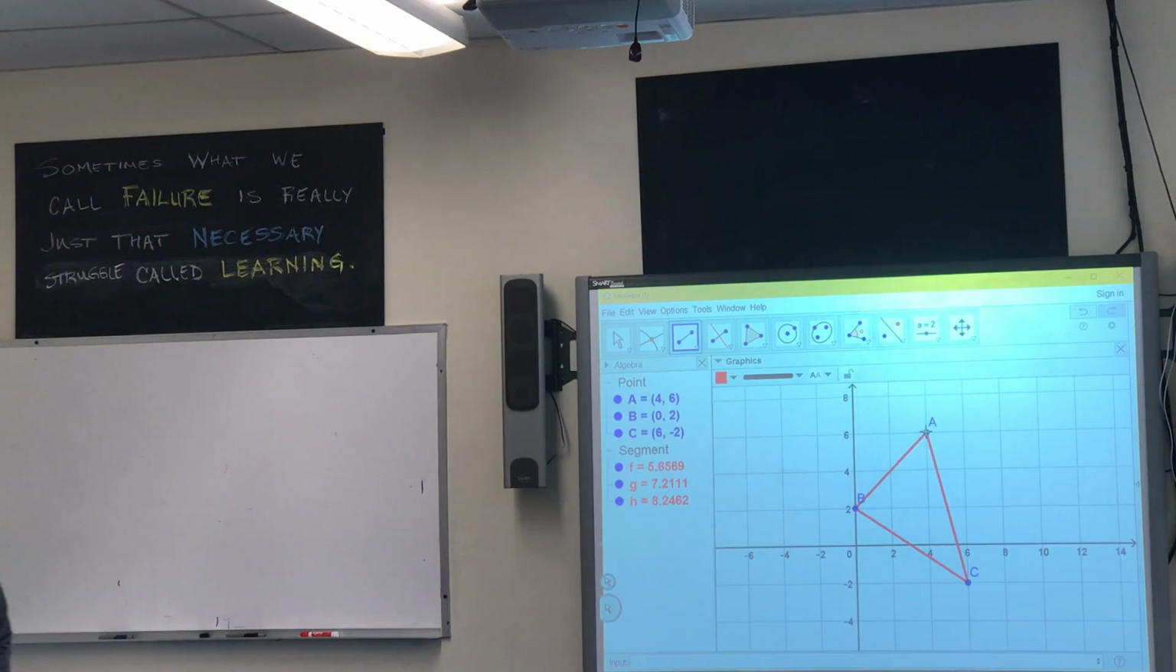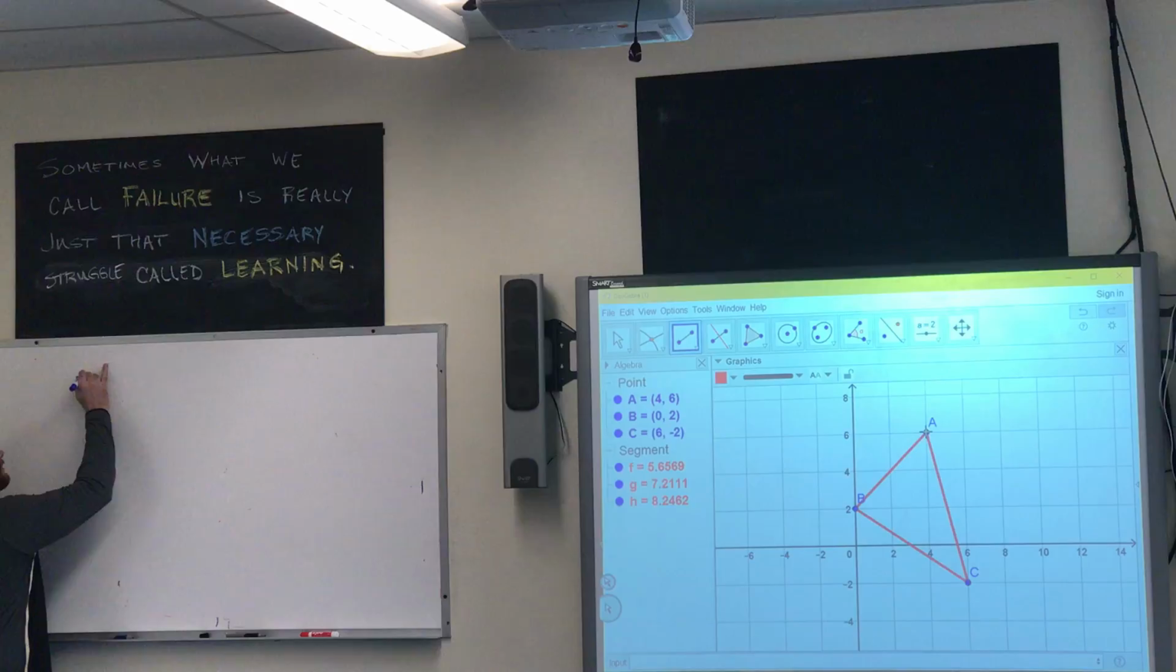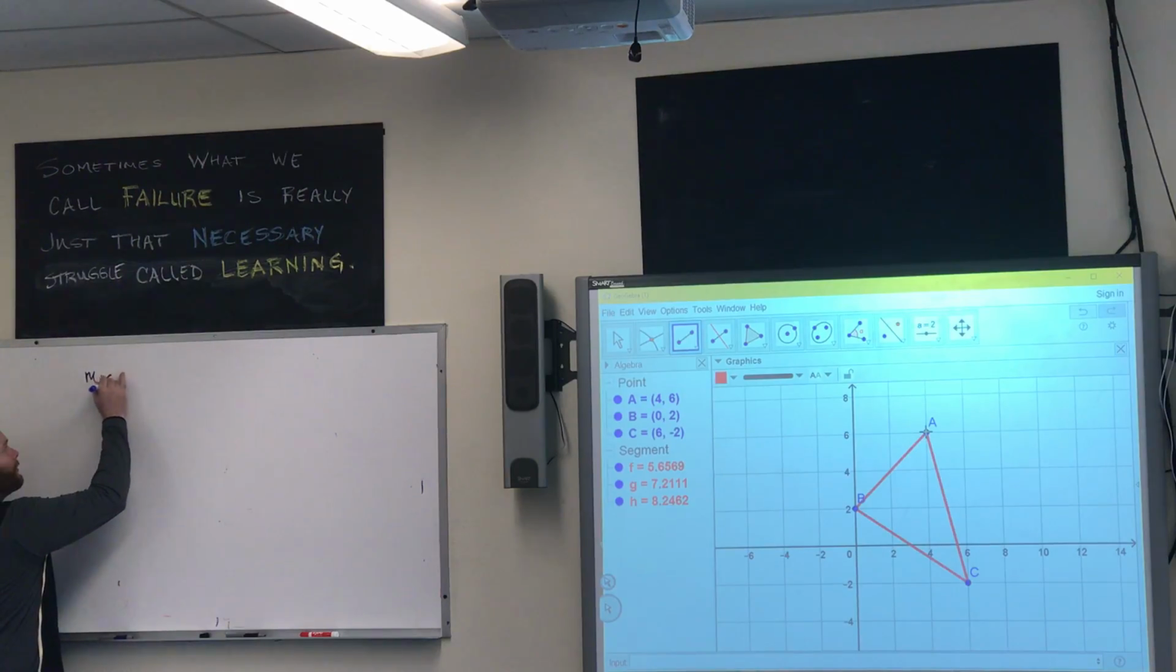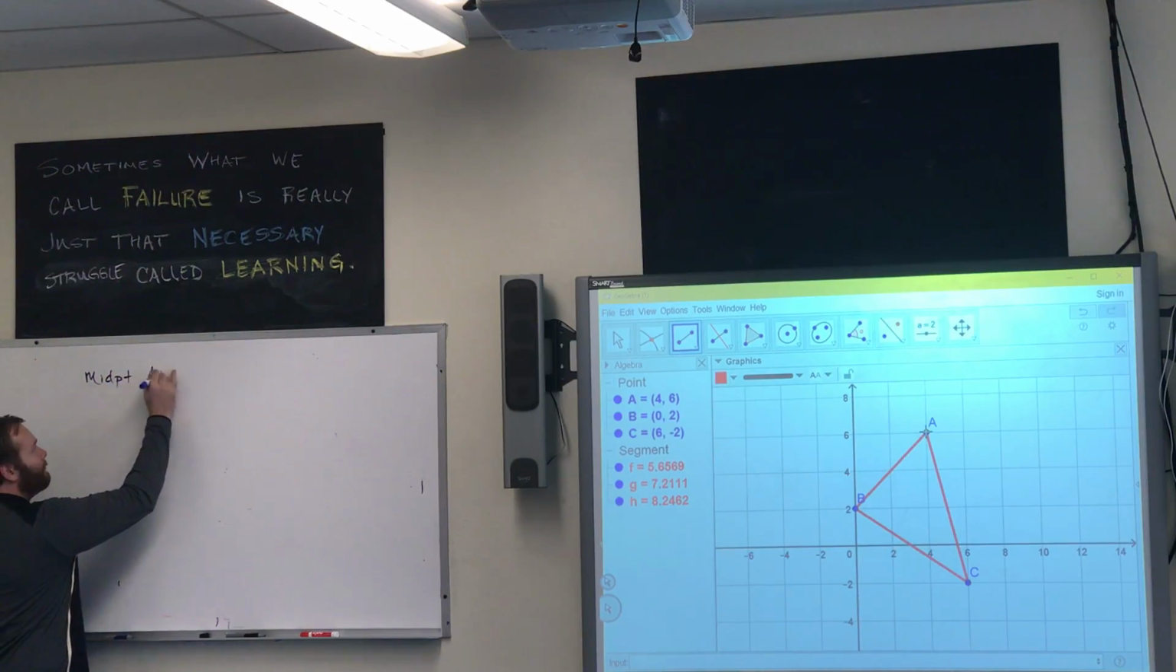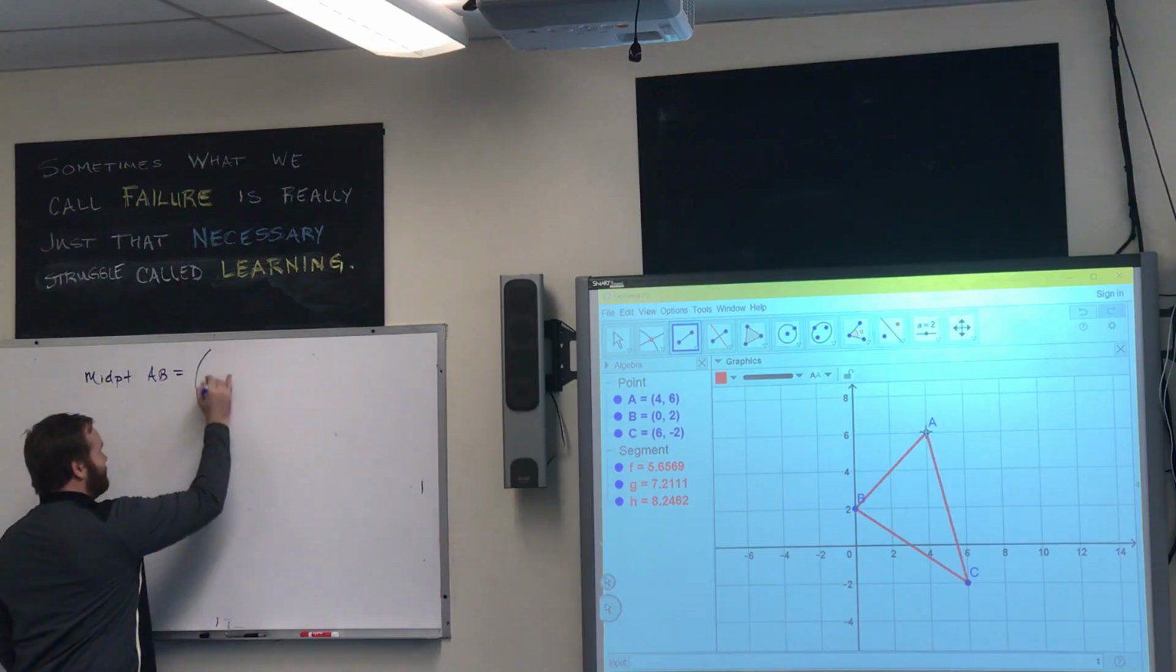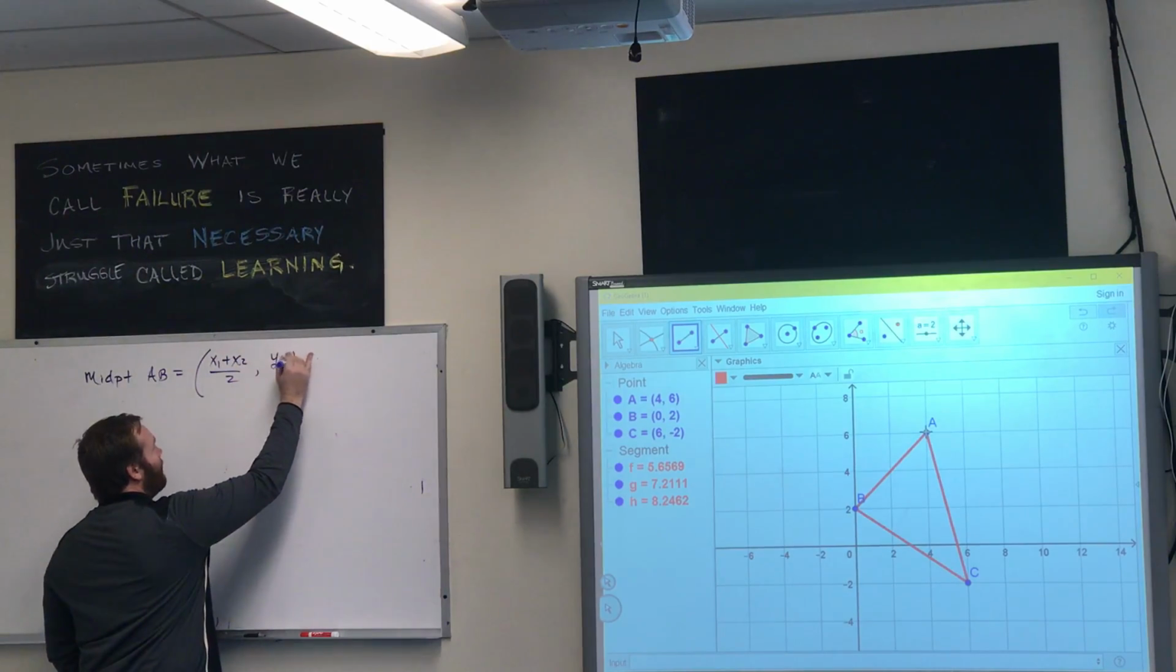So I want to plot those points. Now I want to go through, let's find the midpoint of AB. And if you remember your midpoint formulas, AB is 2, 4. How'd you find that? I'm just looking at it, Mr. Fay. Okay, well don't do it that way.